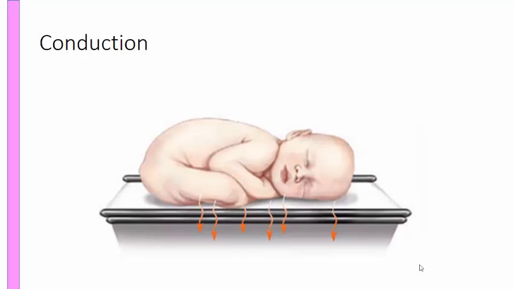The second heat loss process is conduction. Here's one of the creepy pictures. So conduction is when you have a heat transfer due to physical contact. So here we have a little baby who is laying on a metal table, and because the baby is warmer than the metal table, heat is moving from the baby to the table because it's moving down its temperature gradient due to physical contact.